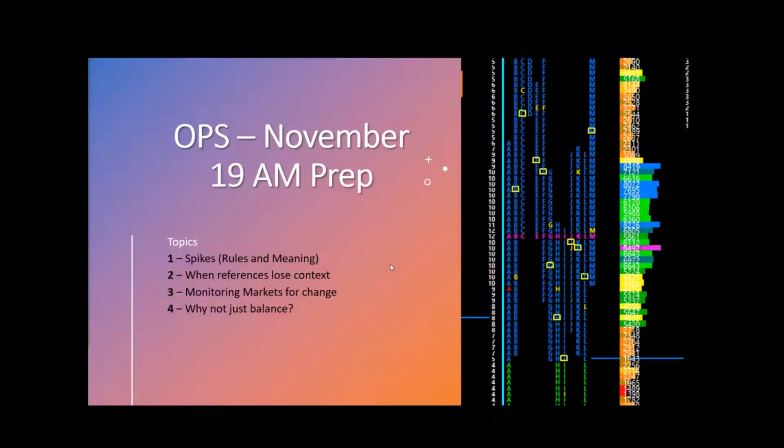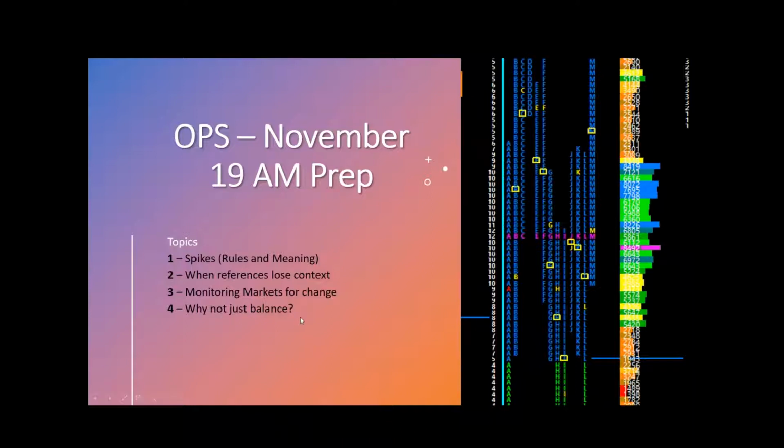So we're going to go ahead here and just go over a few things: go over the spike, the rules and the meaning of what a spike is, kind of how to determine when references start to lose their context, how we monitor the market for change. So now that we've broken back into the spike that we've been monitoring, how do we monitor it to see if we're actually seeing true change or not?